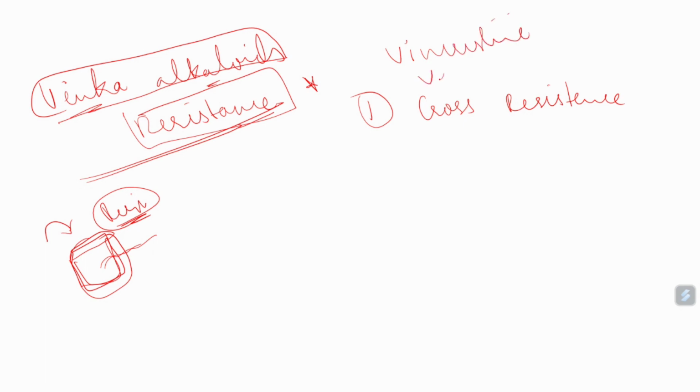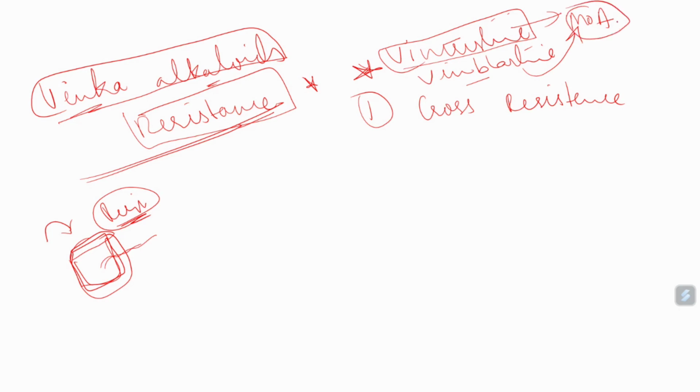vincristine and vinblastine. If vincristine is continuously used for the patient, and vincristine shows resistance to that particular neoplasm, and again vinblastine is initiated for that patient, what will happen? Vinblastine and vincristine both have the same mechanism of action, the same binding site on the beta tubulin of the microtubule, so vinblastine also shows resistance. That particular concept is called cross resistance.